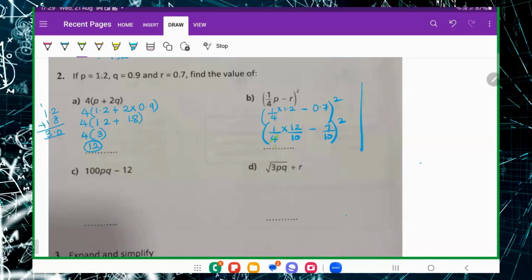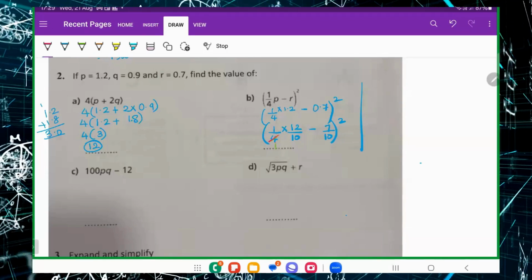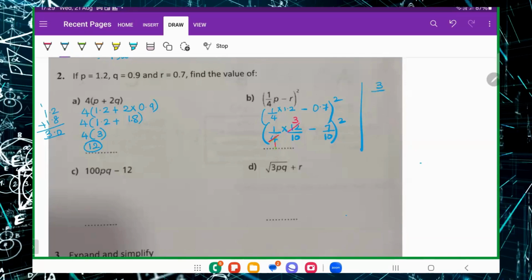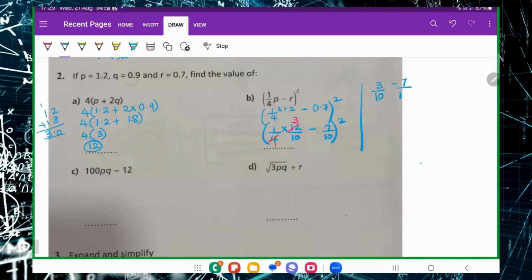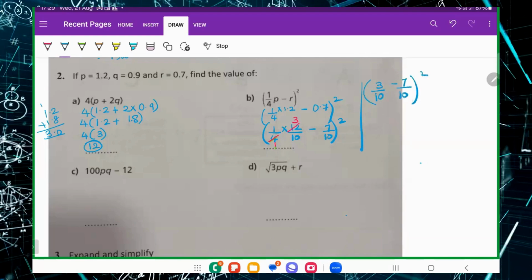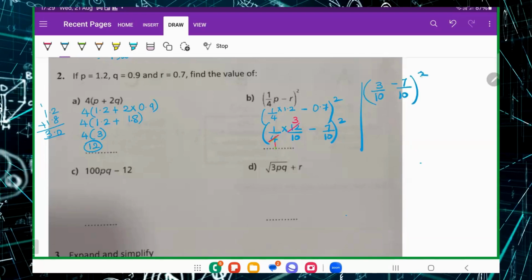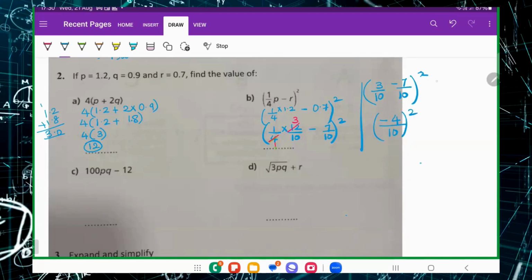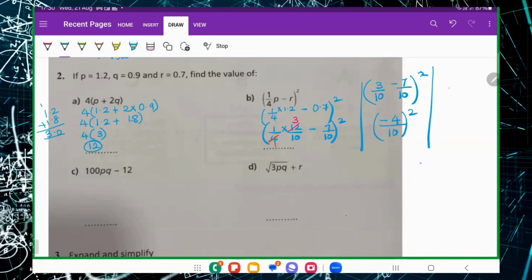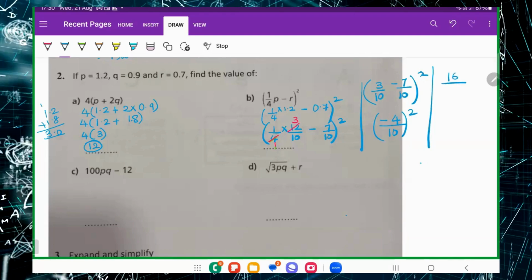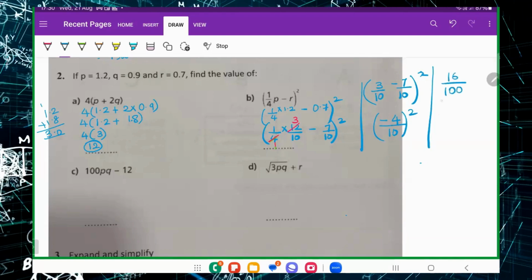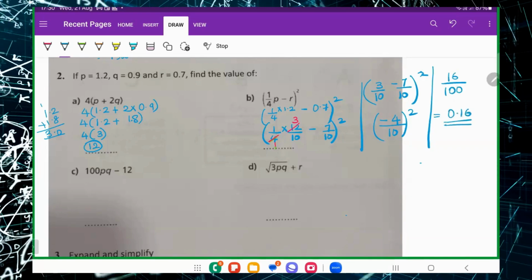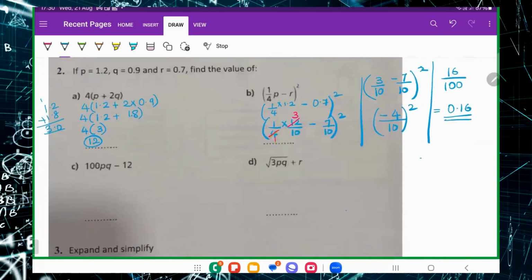I will do 4 ones are 4, 4 threes are 12. So that gives me 3 upon 10 minus 7 upon 10, the whole square. Now 3 minus 7 is minus 4 upon 10, the whole square. Now minus 4 square, that gives you a 16, upon 10 square, that gives you 100. That will be 16 upon 100, that is 0.16. Let's move on to the next one.